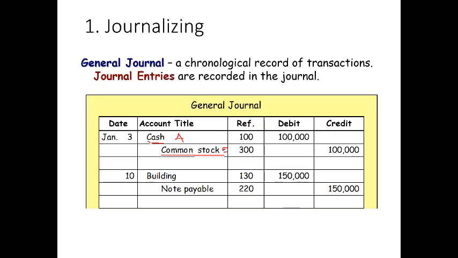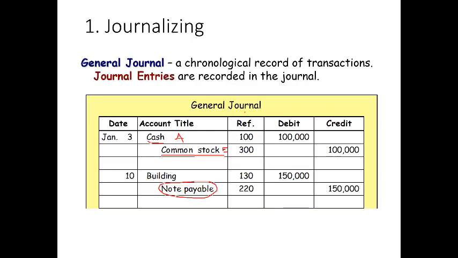This other one, building, right? We're likely buying a building with a note payable here. So again, building's an asset. We're recording the building at $150,000, and we're paying for it with a note payable, which is like a loan, right? So that's the basics. Hopefully some of this comes back to you.